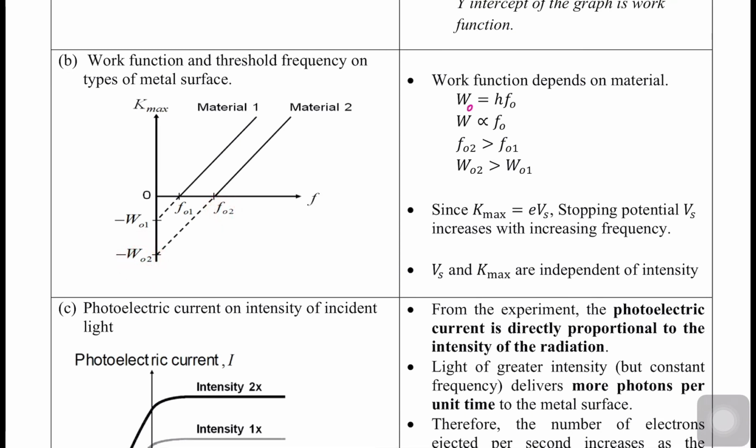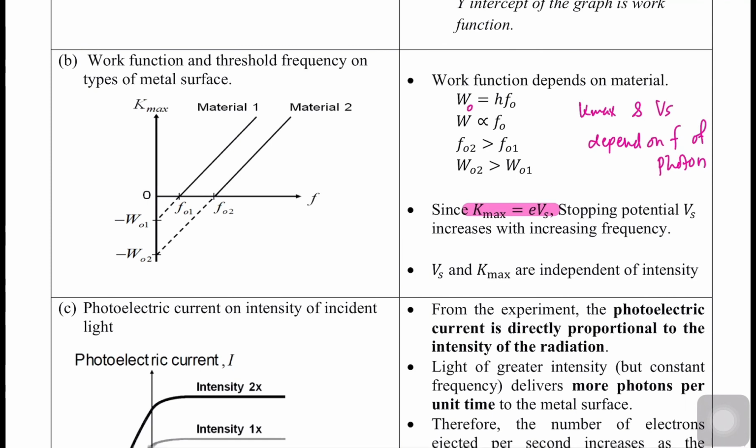Since K max is equal to eVs, stopping potential Vs increase with the increasing of frequency. So Vs dengan K max ni bergantung dengan frequency of the photon used. Okay, so saya tulis kat sini. K max and Vs depend on frequency of photon. So Vs and K max are independent of intensity. Tak kisahlah lampu awak cerah macam mana pun, dia tak akan memberi efek kepada K max dan juga Vs.